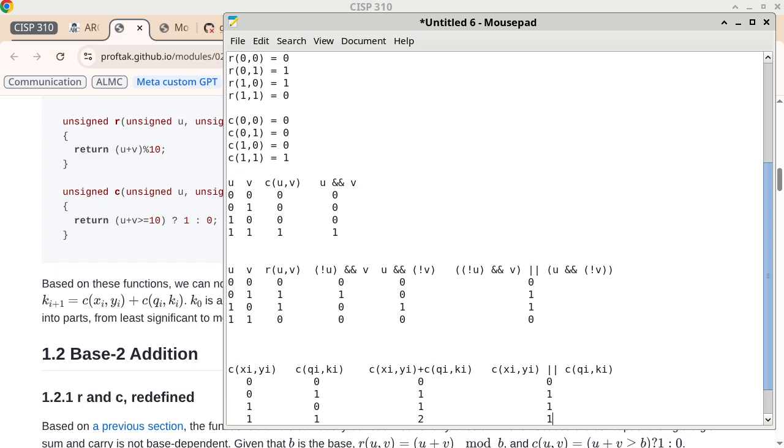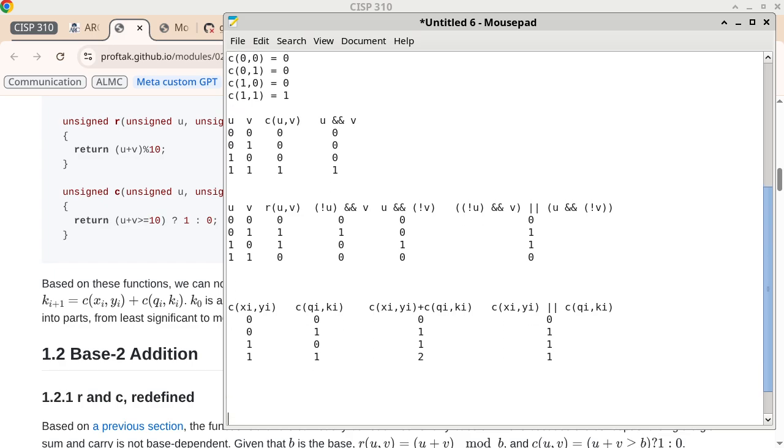So now the question is, how do we prove this? We'll start with an assumption. We'll assume that C of XIYI is a 1. Based on what we have just worked out, this implies, and I'm going to use this symbol to mean implies, that XI is a 1 and YI is a 1. Does that make sense to you?